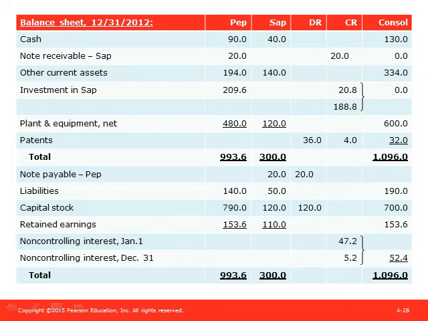And so finally, we look at our balance sheet of 12/31/2012, and this looks very familiar to what we did in 2011. We start out again with the PEP column, with the closing balances on PEP's general ledger, then SAP's column with the closing balances for SAP, and then we have our debit, credit, consolidation entries, and these all net across to the consolidated reported total. And you can see that these entries are very similar to what we did in 2011. They're just based on the calculations we were given for 2012's net income and dividends paid.